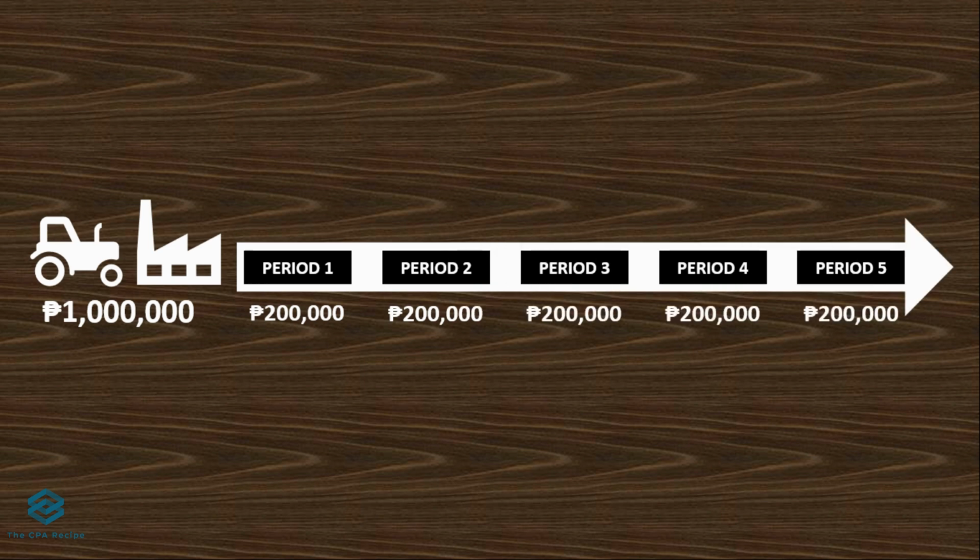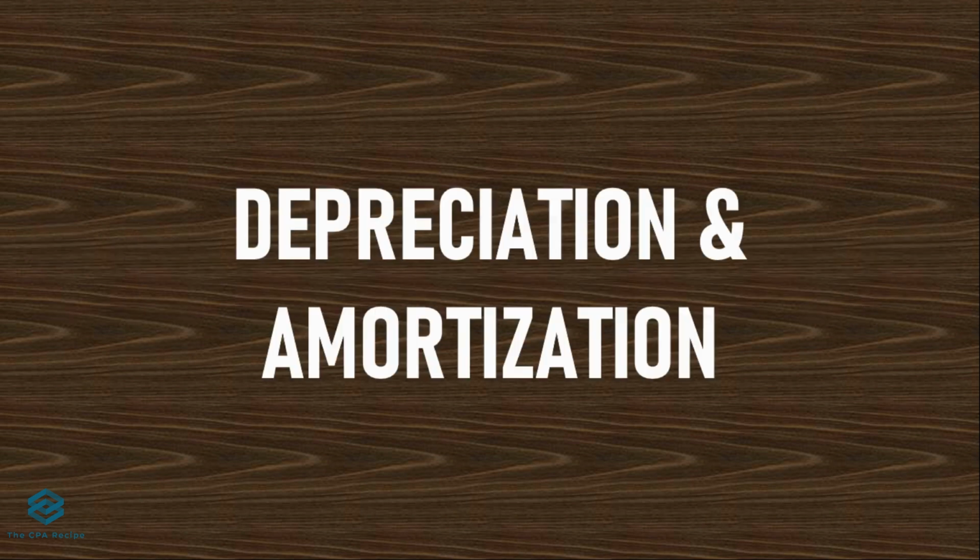That's why the simplest thing you can do is to spread out the cost of such expenses across different accounting periods following a systematic approach. Ito yung tinatawag na depreciation for fixed assets. Kapag naman intangible asset, ang tawag amortization.